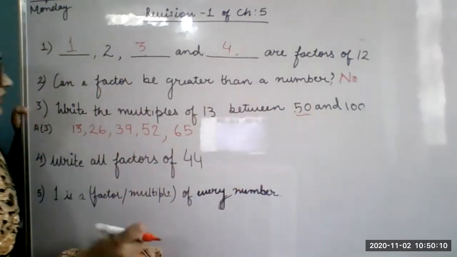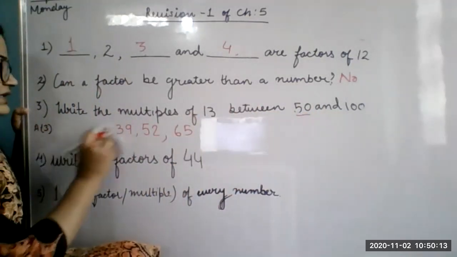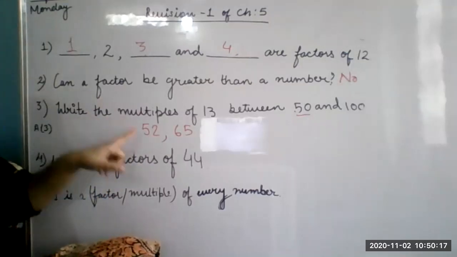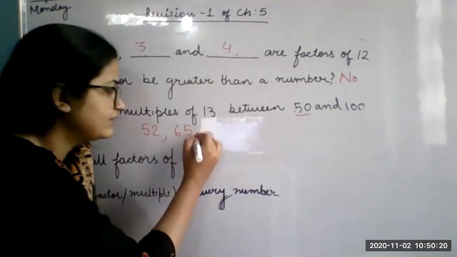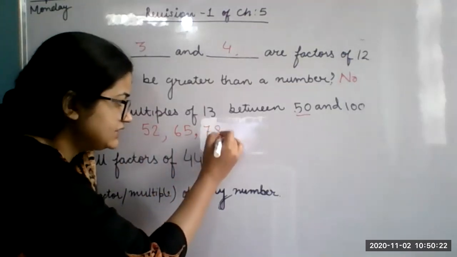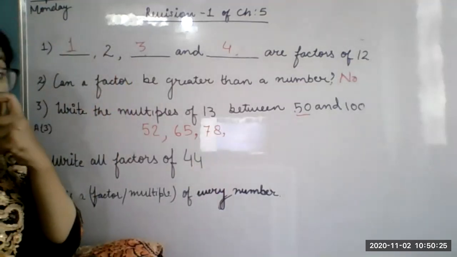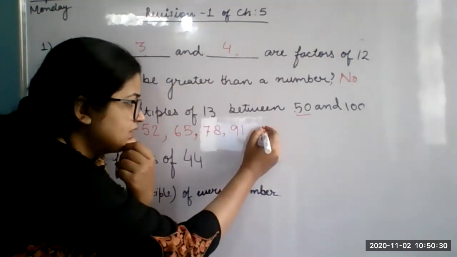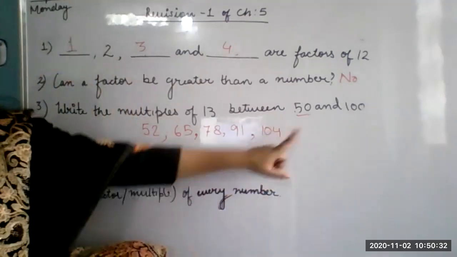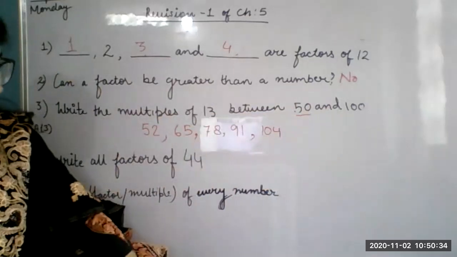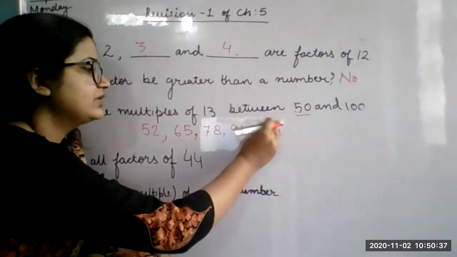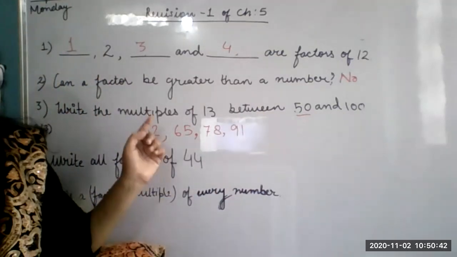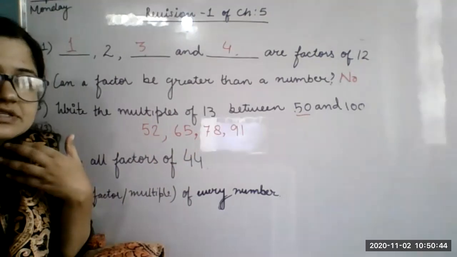So that means we need not write 13, 26 and 39. We will start from 52 because 52 is greater than 50, then 65, then 78, then 91. Then the next will be 104, but 104 is greater than 100. So we will not write 104. We will just write till 91. So 52, 65, 78 and 91 is the answer.